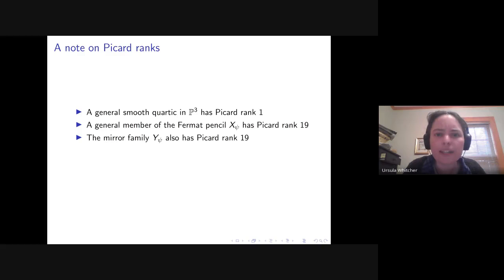So this is something that we want to carry forward. We want to study the relationship between the Fermat pencil and the mirror pencil and see what kinds of mathematical properties we can observe and what kinds of things we can generalize.